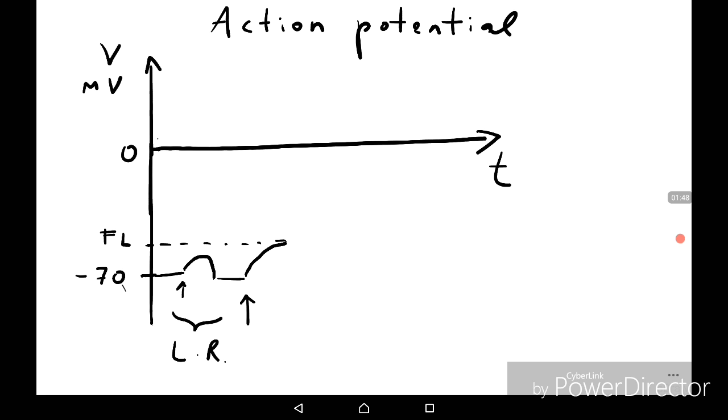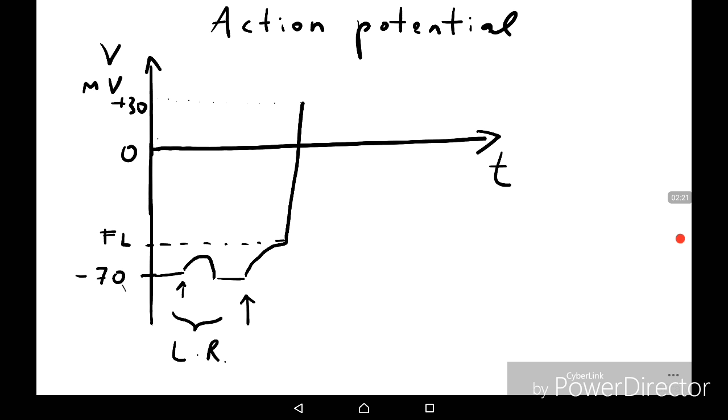At that level of potential, potentially dependent sodium channels open and sodium enters the cell like an avalanche. A huge amount of sodium is entering the cell, inducing the depolarization of the cellular membrane.